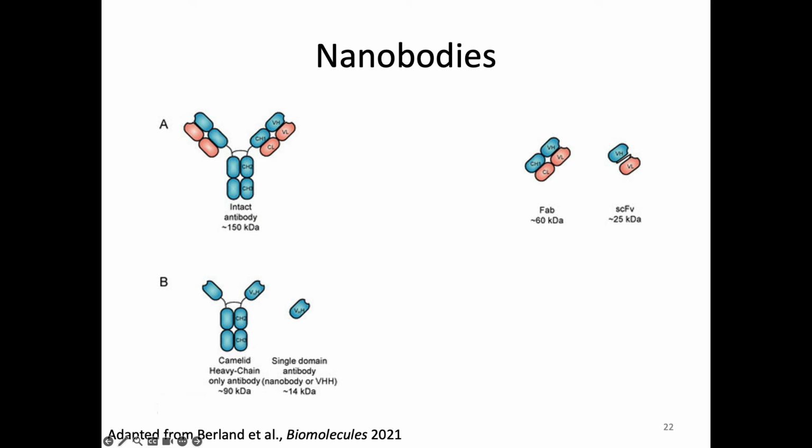Sometimes we even do heavy chains alone without light chains. It turns out that there are some organisms that are super weird that only have heavy chains and don't have light chains. The most famous organism that only has a heavy chain and no light chains in its antibodies, can I tell you why? No. But it's a camel. Camels only have heavy chains.